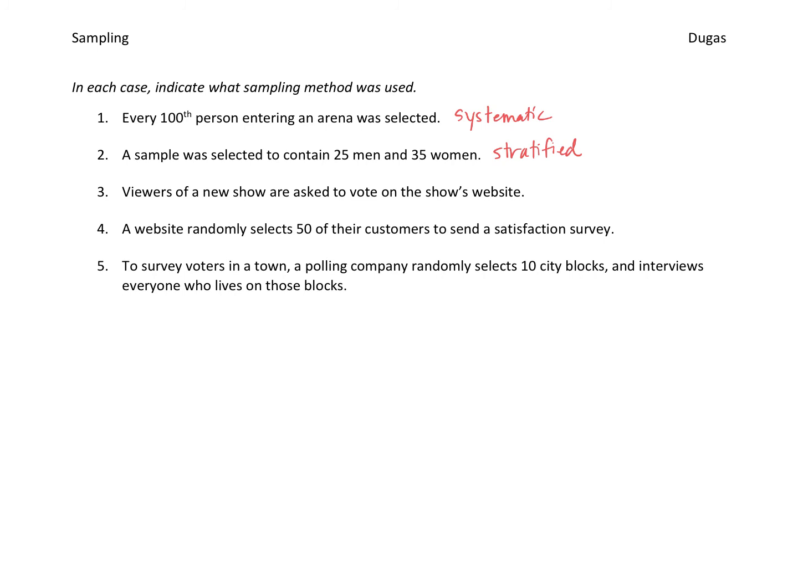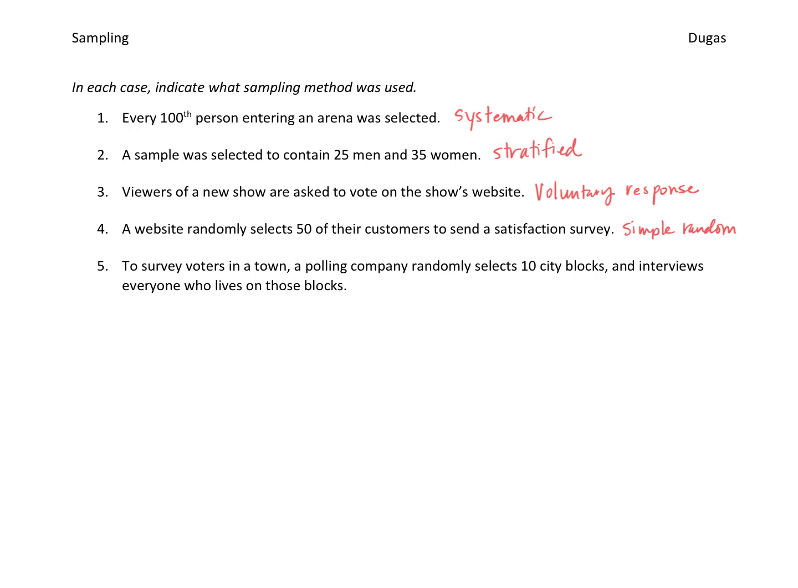Number 3, viewers of a new show are asked to vote on the show's website. This would be voluntary response. They're just putting out some kind of questionnaire and the people who want to respond can. Number 4, a website randomly selects 50 of their customers to send a satisfaction survey. This is simple random. It's random, it's just 50 customers they're picking to complete a survey.